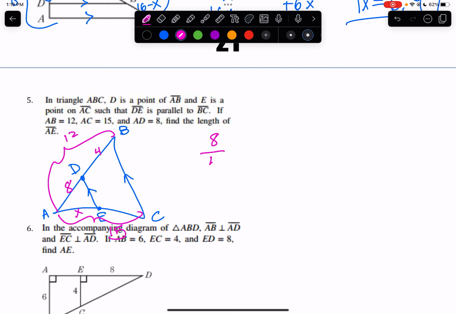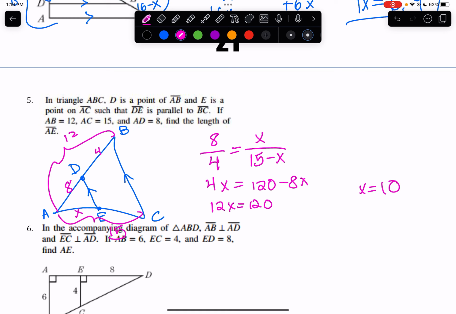So 8 over 4 is equal to x over 15 minus x. 4x equals, let's do 15 times 8, 120 minus 8x. We're bringing 8x over, and we're going to get that x is equal to 10.